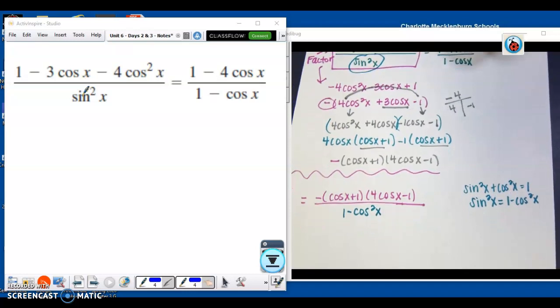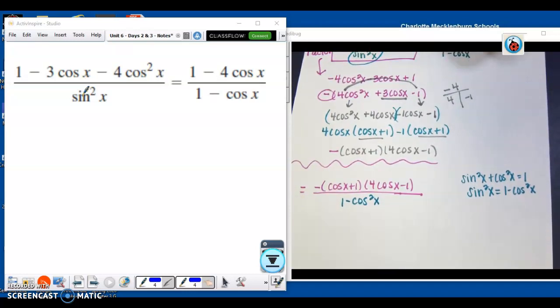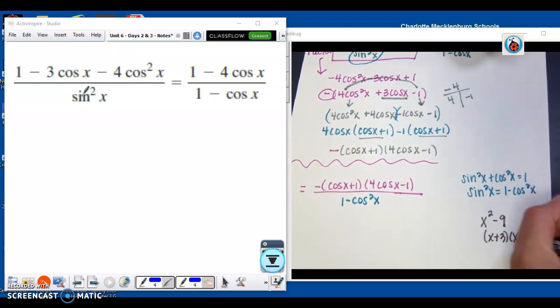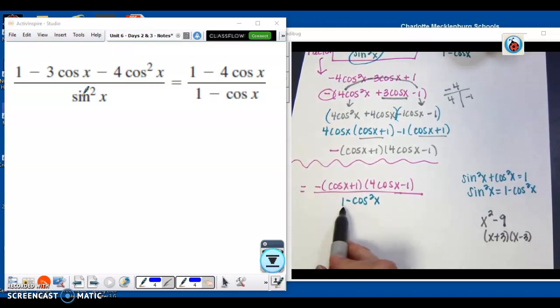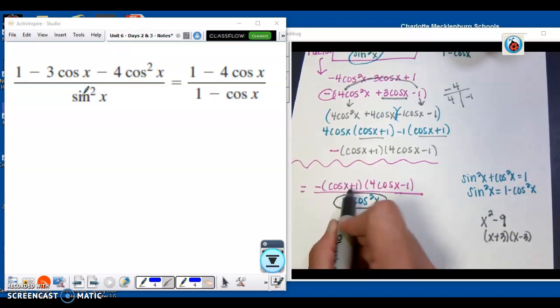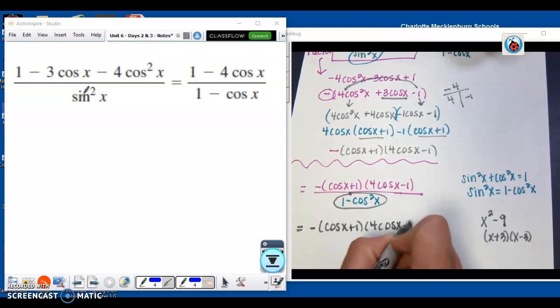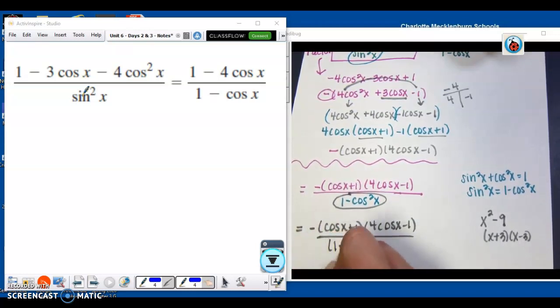Okay, so then from there, we still need to get rid of some of these cosines. So remember when you have factoring like x squared minus 9, those are perfect squares, difference of squares. It turns into x plus 3 and x minus 3. Well, these are both perfect squares here, 1 and cosine squared x. So you can factor this denominator as 1 plus cosine x and 1 minus cosine x. Keep the numerator the same for now. So 1 plus cosine x and 1 minus cosine x.